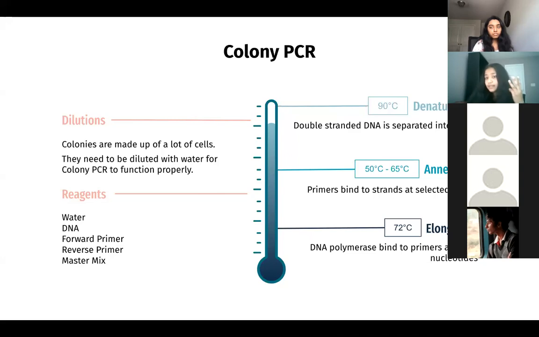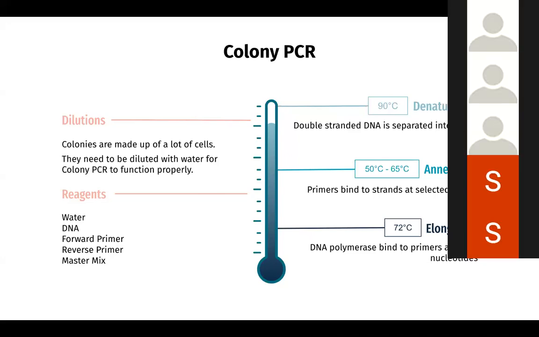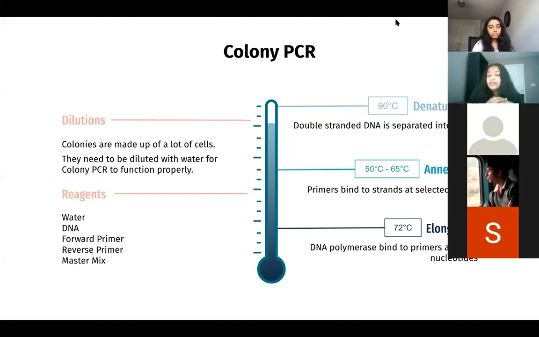So now let's talk about the actual colony PCR process. There are three main steps to it: denaturation, annealing, and elongation or extension. In denaturation, the double-stranded DNA is going to separate into single strands. In annealing, your primers, the forward primer and reverse primer, are going to bind to your selected regions, and you can choose where they're going to bind. And then in elongation, a DNA polymerase is going to bind to the primers and add nucleotides, essentially duplicating the DNA strand. This process will happen many times, creating exponential growth of the DNA.